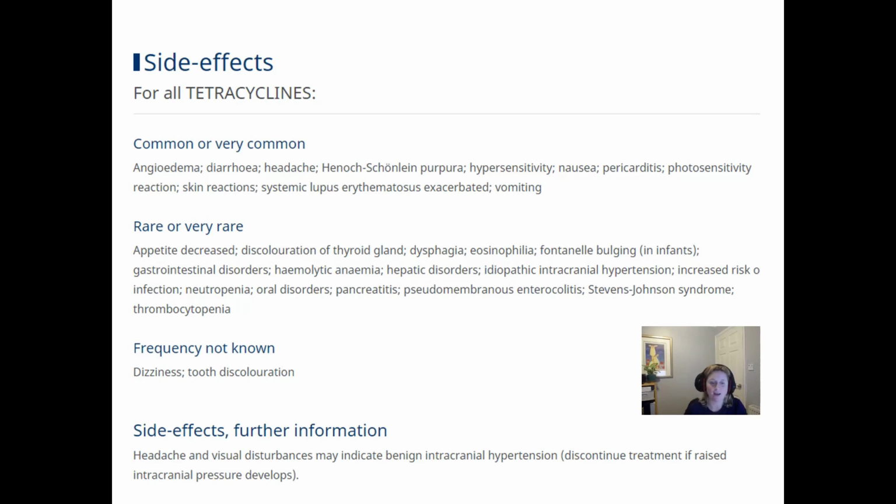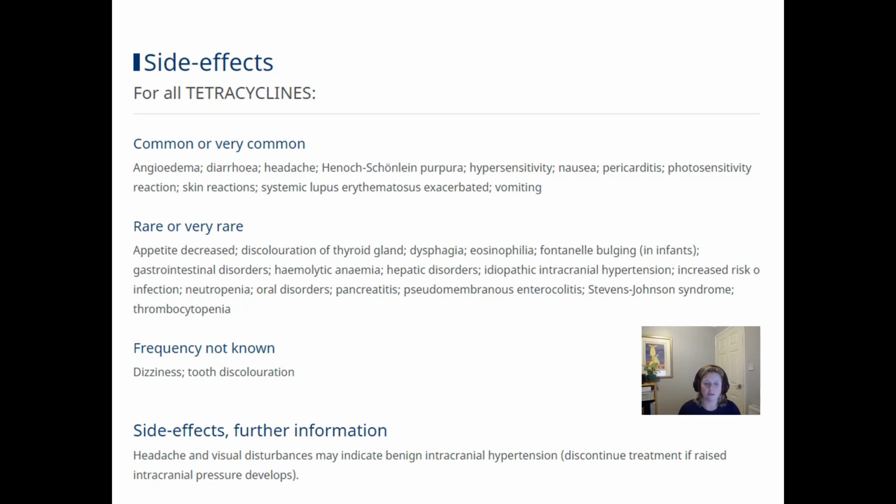They may have diarrhea, they might experience a headache, they might have a skin reaction or hypersensitivity, they might feel sick, they might have inflammation, pericarditis, so inflammation of the heart, photosensitivity, so their skin becomes more sensitive to sunlight, and skin reactions. And again, there's systemic lupus, which is another skin reaction, and vomiting. So typically I would explain to the patient about the diarrhea, the headache, vomiting, nausea, and then potentially you might be at risk of any kind of skin reaction. And if you do have that skin reaction, you should report that straight away to the doctor.